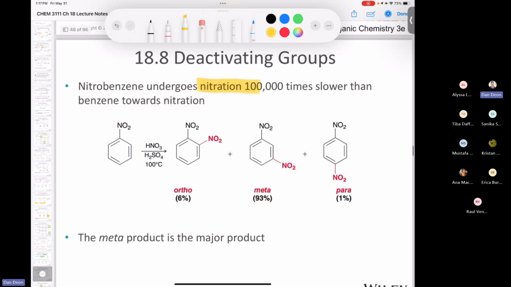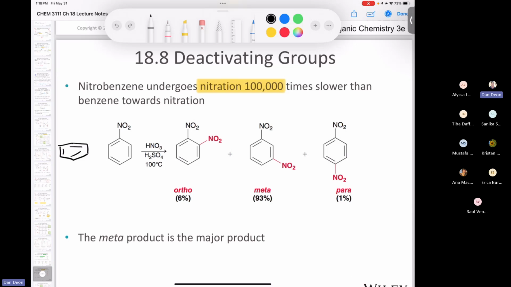Nitration is 100 times slower with nitrobenzene than with benzene. So if you were to compare this reaction versus the nitration of just plain old benzene, this reaction is 100,000 times slower. So you can imagine it's not the greatest reaction. I mean, it works, but you have to heat it up with strong acid at 100 degrees Celsius. So you have to hit it with a pretty big hammer to get it to work.